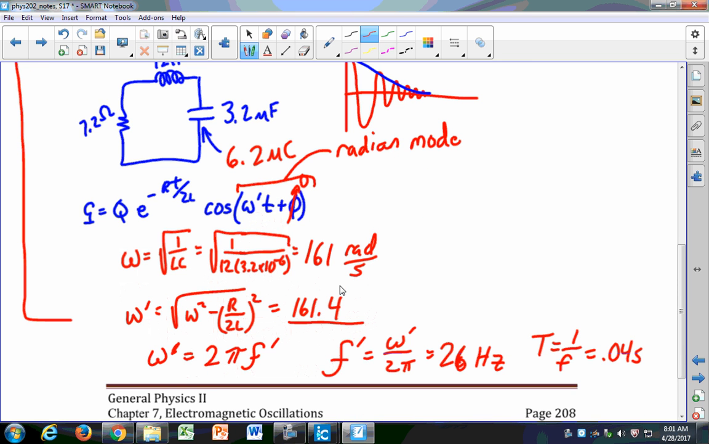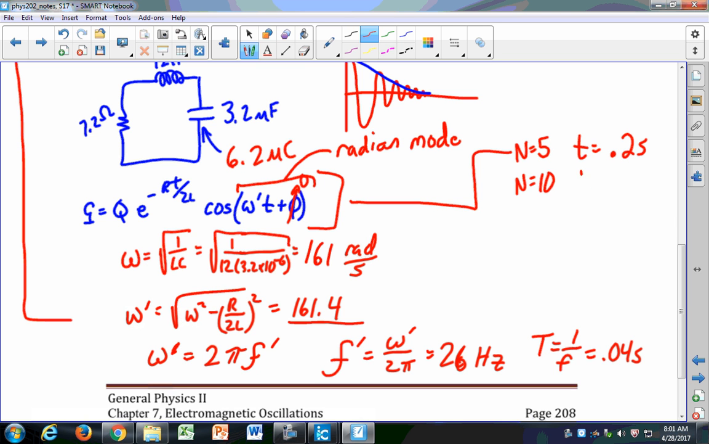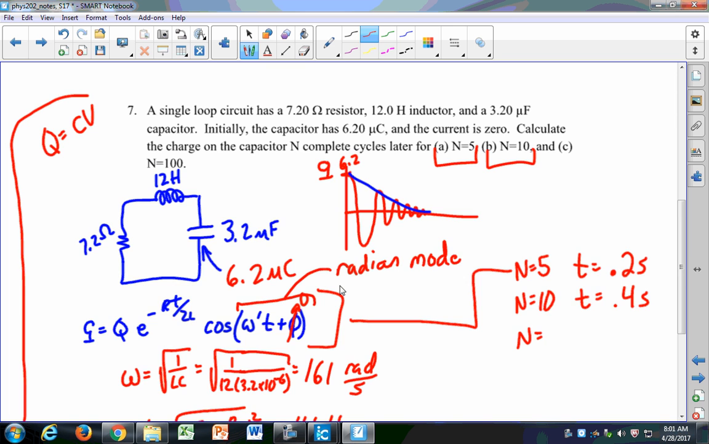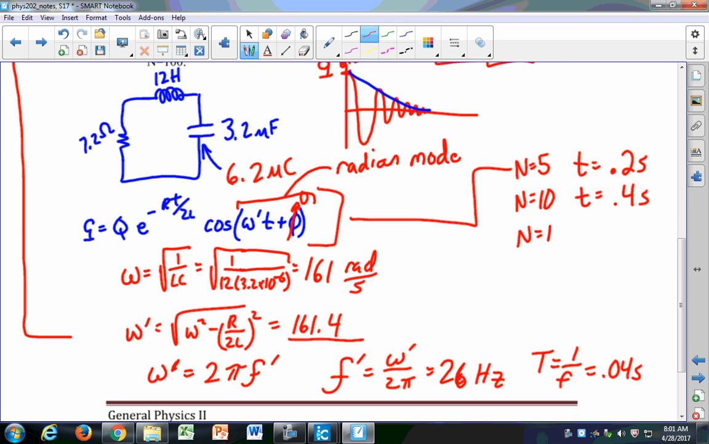So in order to do that, I would come back here and I would plug in times for n equal 5. That's going to be at a time of 0.2 seconds. At n equal 10, that's going to be at a time of 0.4 seconds. I'm just multiplying that times the period. At n equal 100, which is going to be at t equal to 4 seconds.